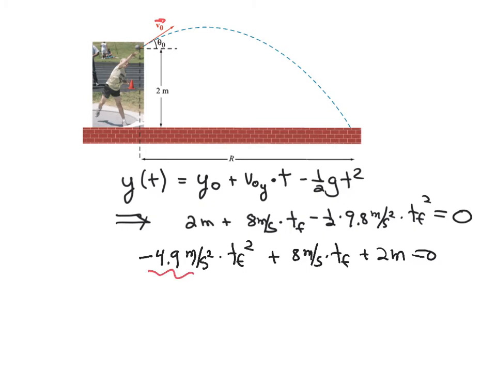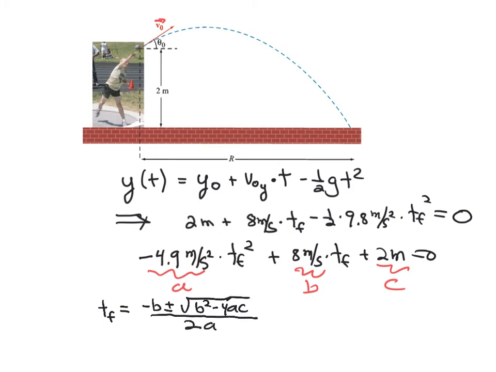The coefficient, this is traditionally called the A coefficient, the B coefficient, and this is the C coefficient. And if you remember your formula for the quadratic equation, you can just plug in and solve for t sub f. So there's that formula that probably got drilled into you in your high school algebra class. The solution to the quadratic equation says the times at which y is equal to 0 can be calculated by plugging in negative b plus or minus the square root of b squared minus 4ac all over 2a.